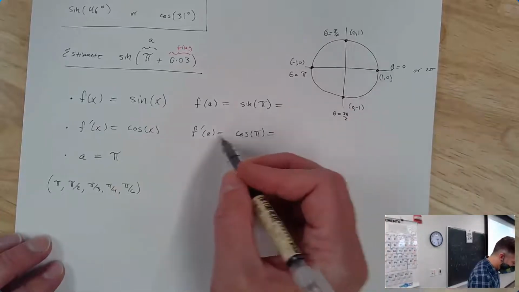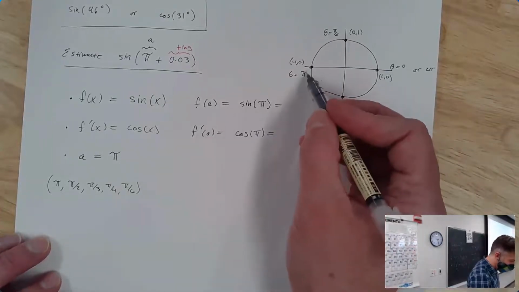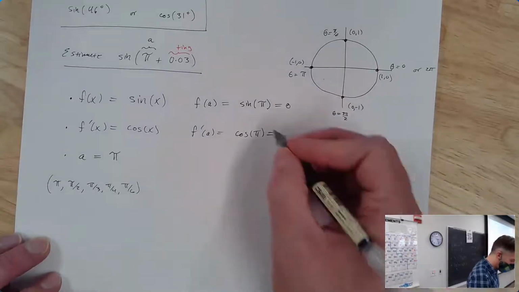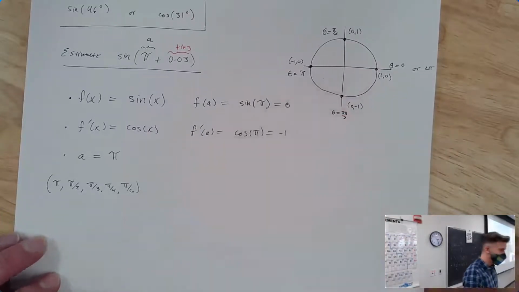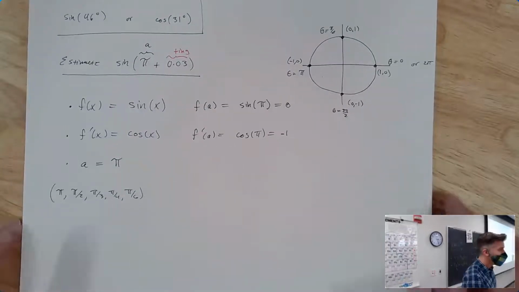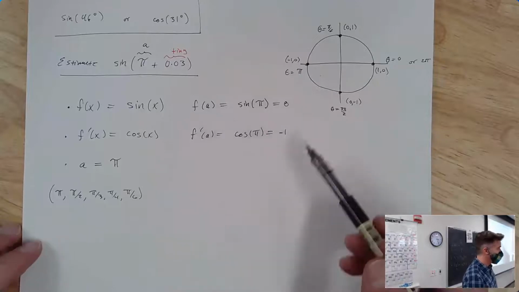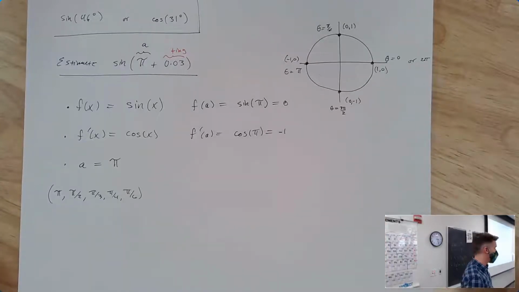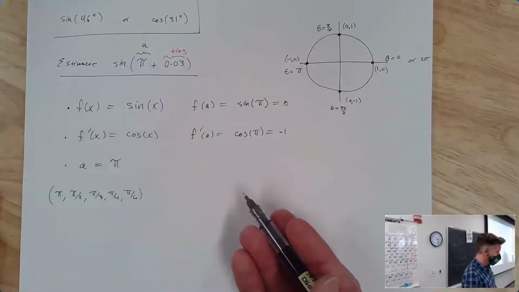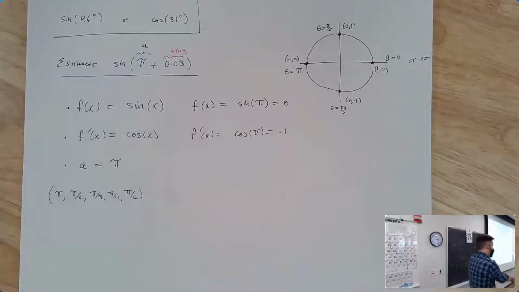So sine of pi is going to be 0. And cosine of pi is going to be -1. But it wouldn't surprise me to see a question like this on an exam where you actually have to be able to evaluate sine or cosine of some angle. And then after we get all this, it's time to put it all into the formula.